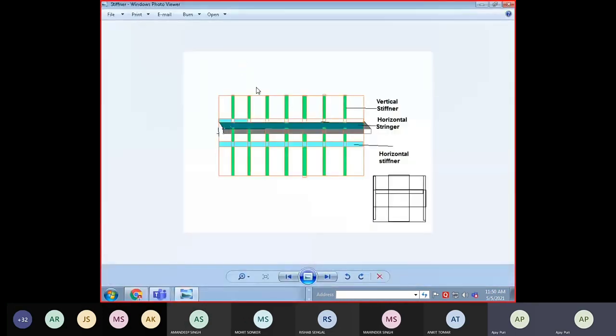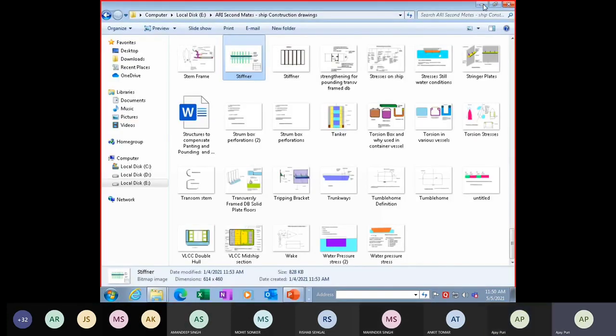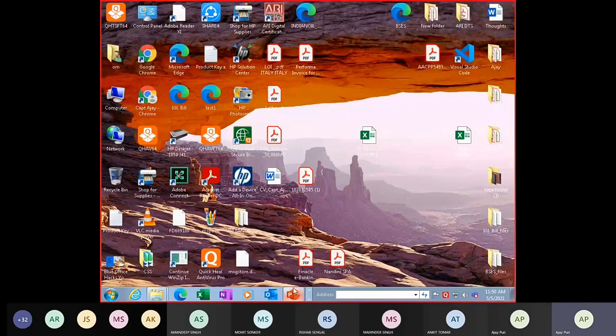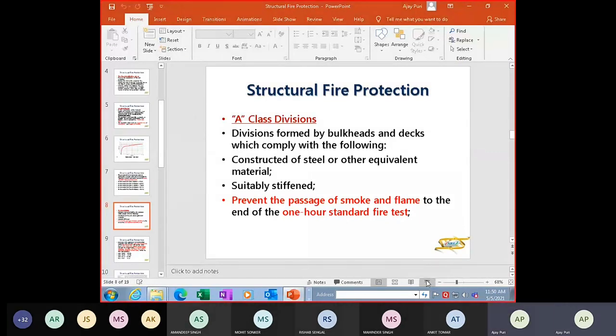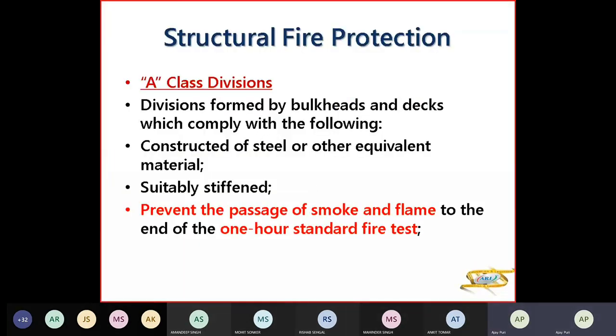Another drawing I've made. Suppose this is a stringer, then these are the vertical stiffeners here. So it can be vertical or it can be horizontal stiffener. So you can have a horizontal stiffener, you can have a vertical stiffener. This is a stringer plate. So these are the stiffeners. So it should be suitably stiffened.